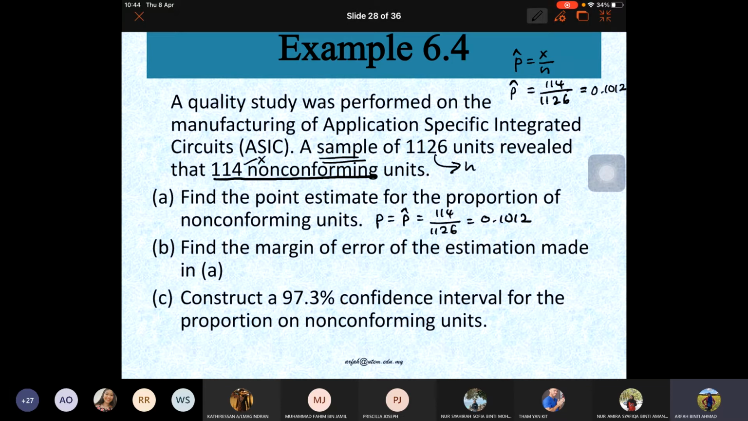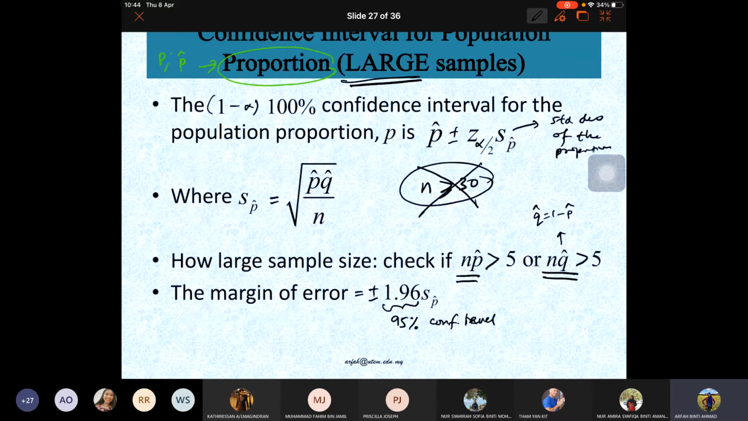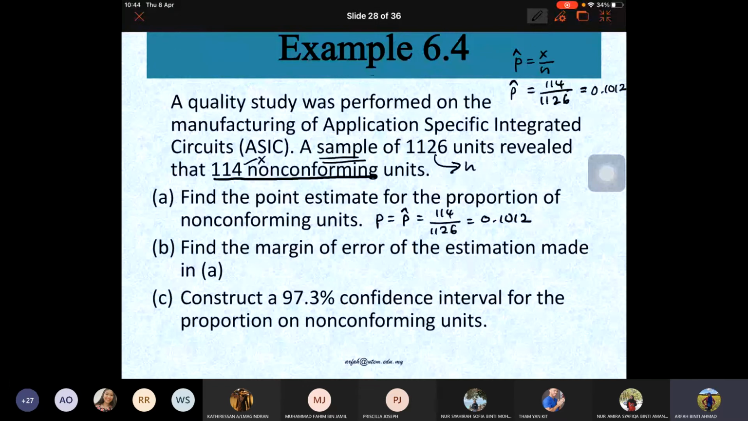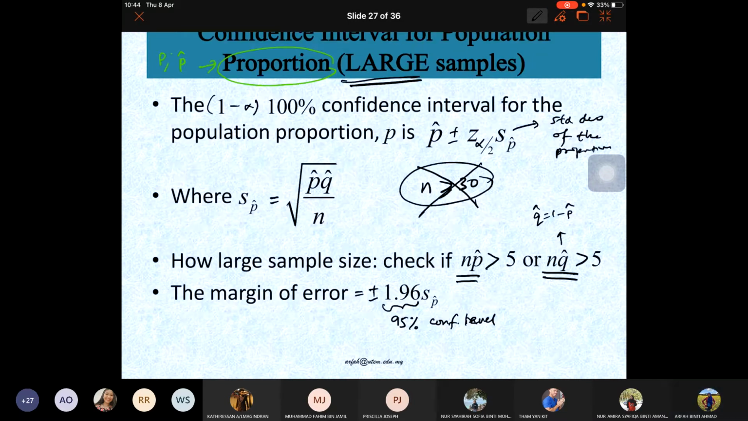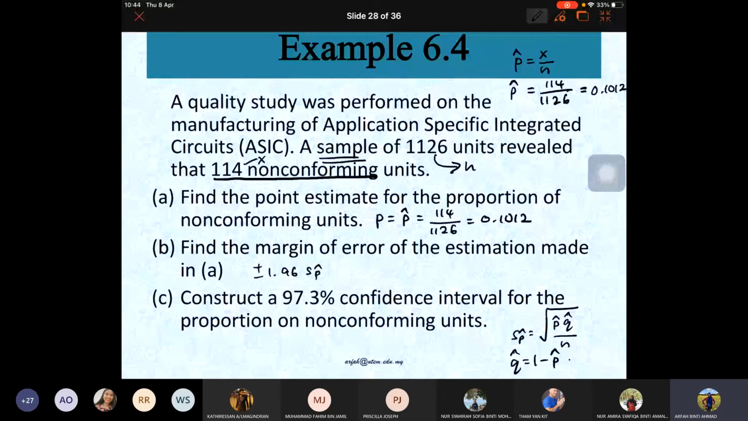Okay, soalan B. Find the margin of error. Margin of error equal to plus minus 1.96 SP hat. So kira your SP hat. SP hat akan sama dengan square root of P hat Q hat divided by n, yang mana Q hat is actually equal to 1 minus P hat. So cuba kira soalan B and give me the answer, for B and also C.